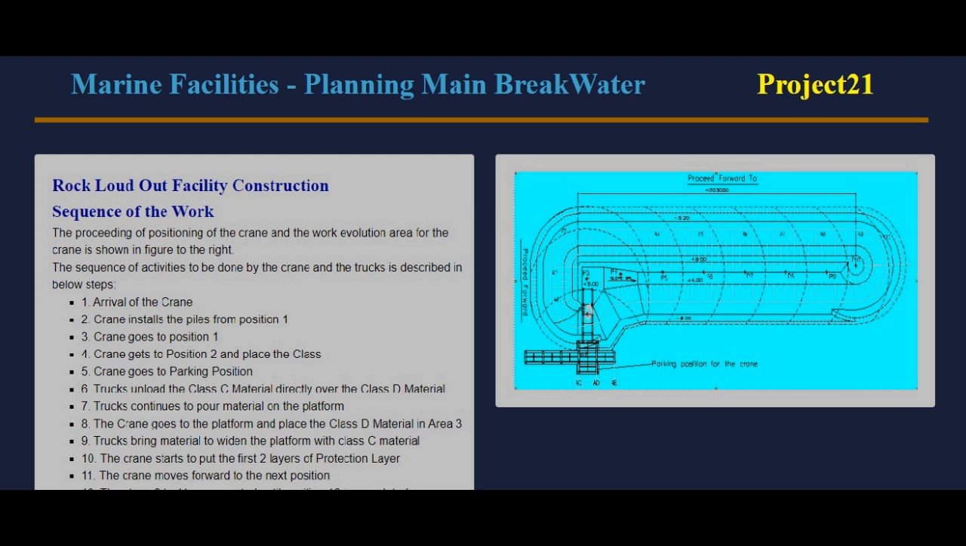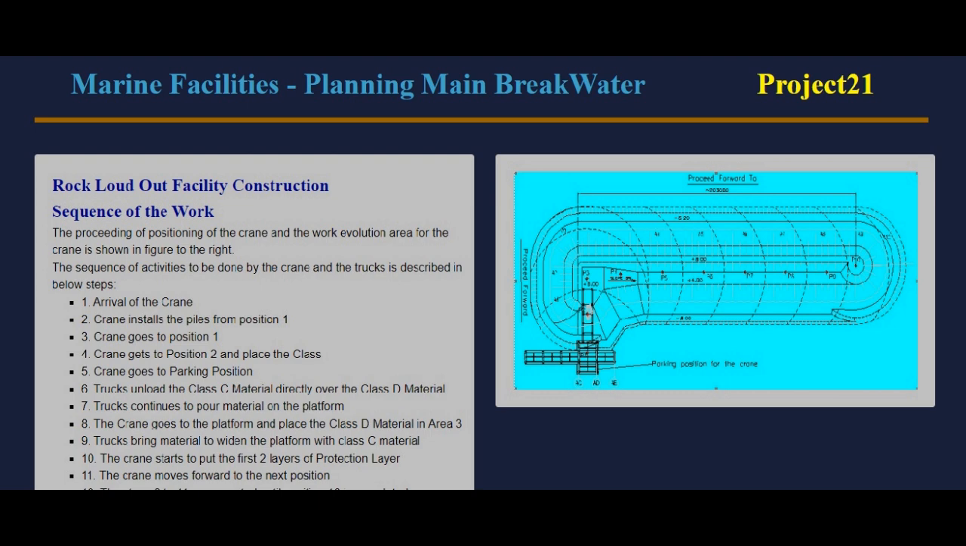Sequence of the work. The proceeding of positioning of the crane and the work evolution area for the crane is shown in figure to the right. The sequence of activities to be done by the crane and the trucks is described in below steps. 1. Arrival of the crane. Setting up onto the side of the secondary trestle, at designated location. 2. Crane installs the piles from position 1, figure to the right. Set up the access ramp. It should be mentioned that installation of piles and construction of access ramp is a preceding activity and is subject of another statement. 3. Crane goes to position 1, place the Class D material in area A1.